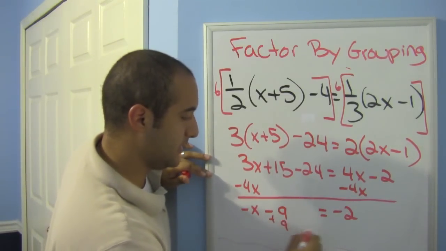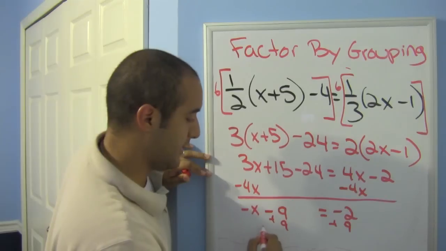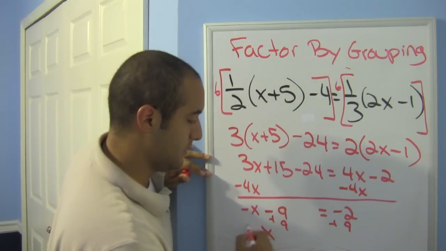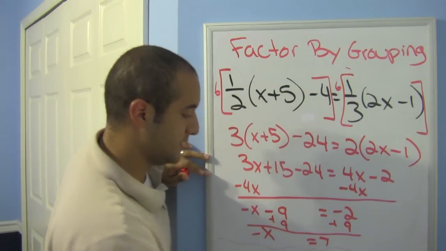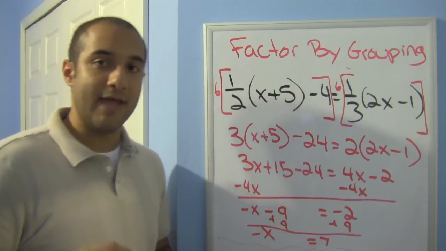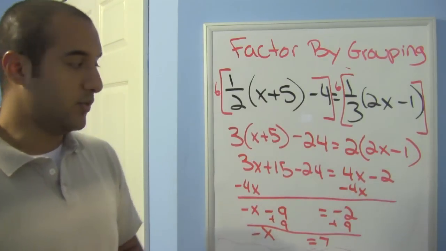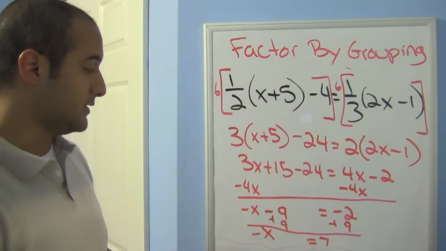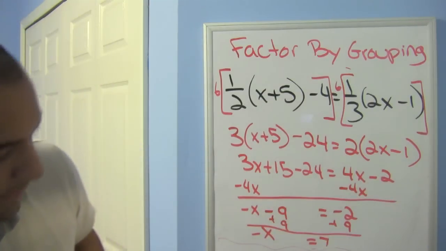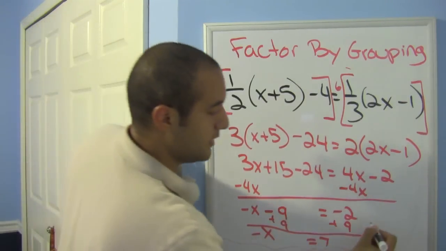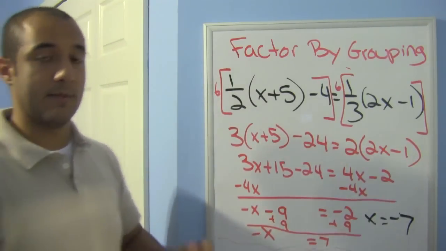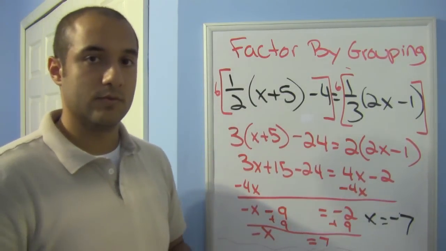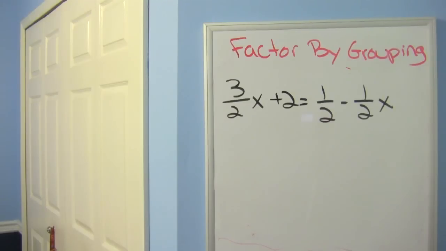So plus 9, I have negative x equal to 7. Now you're saying that negative x is equal to 7. That would mean that positive x is equal to negative 7. So x is equal to negative 7. And remember, depending on your teacher, they might want you to show the solution set. Alright, go ahead and pause the video and try this one out.